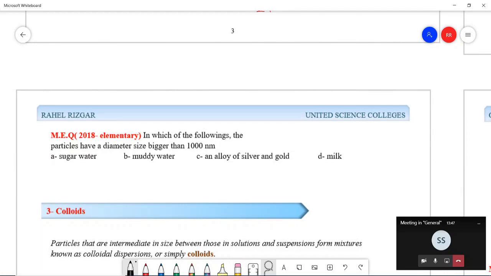In this question, in which of the following do the particles have a diameter bigger than 1000 nanometers? Sugar water is a solution. It's dissolved. Muddy water, yes. Muddy water has big particles. An alloy of silver is also a solution. Milk is the third type, which is a colloid. That's why milk is not a suspension.